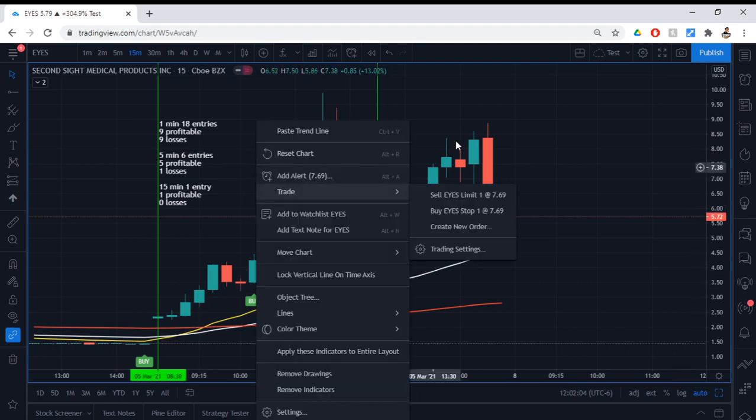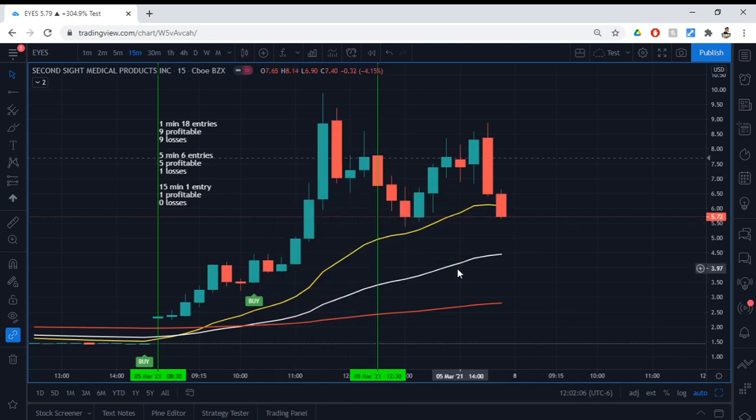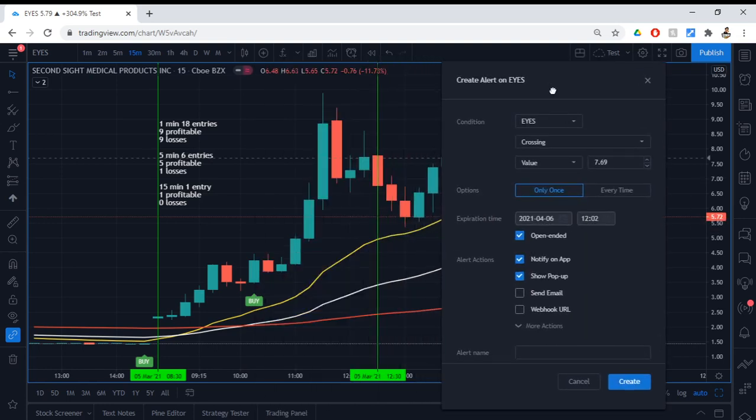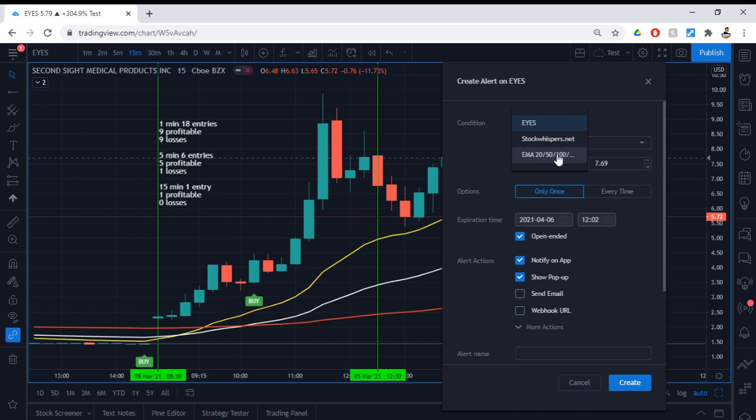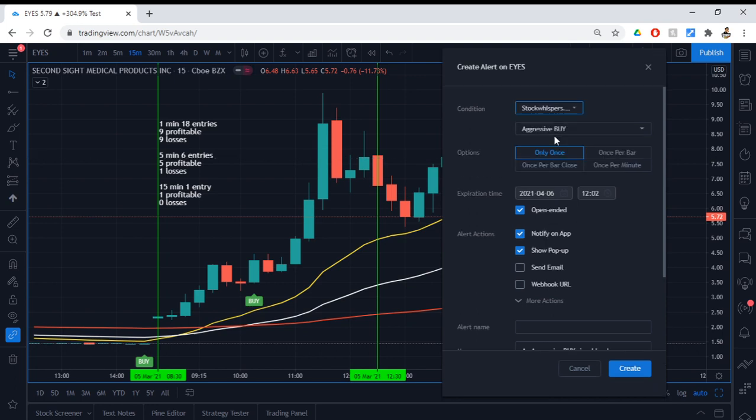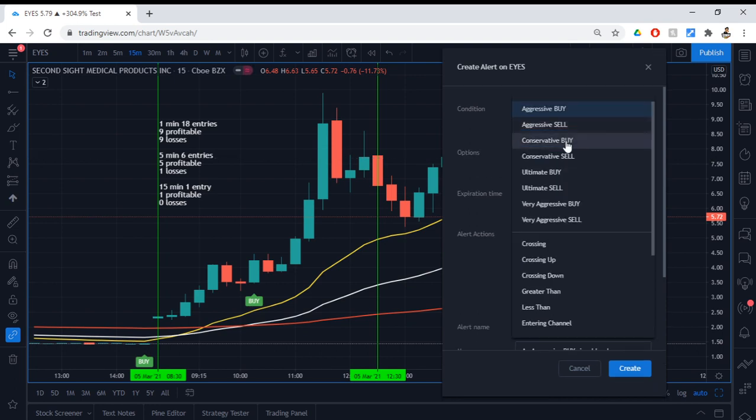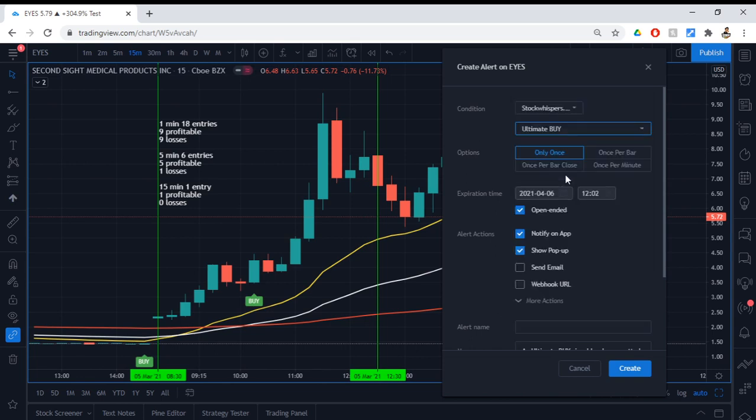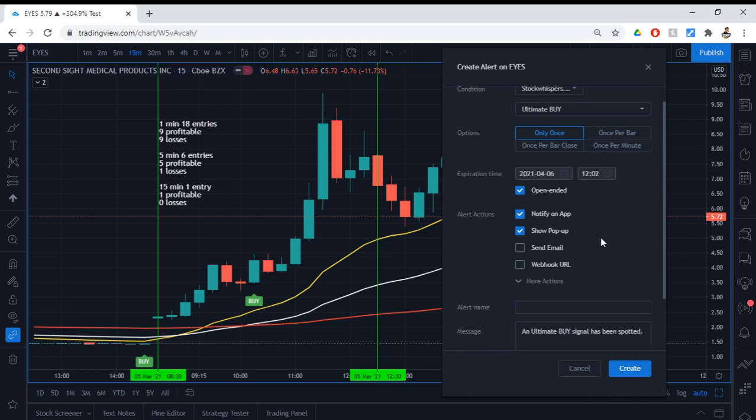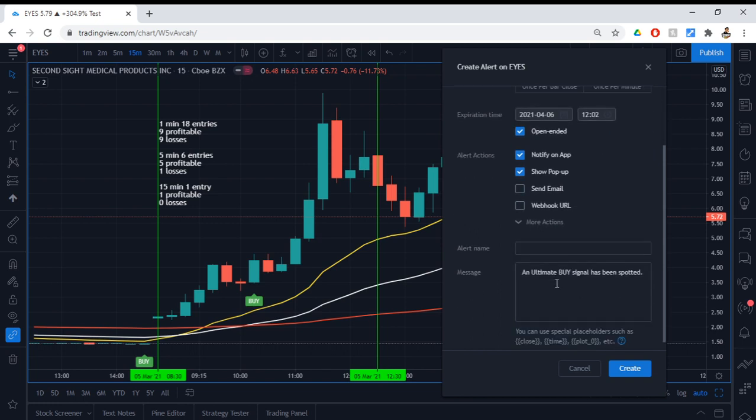Cool. So you come here, you add an alert, okay? Condition, stockwhispers.net, ultimate buy, once per bar close or only once. An ultimate buy signal has been spotted.